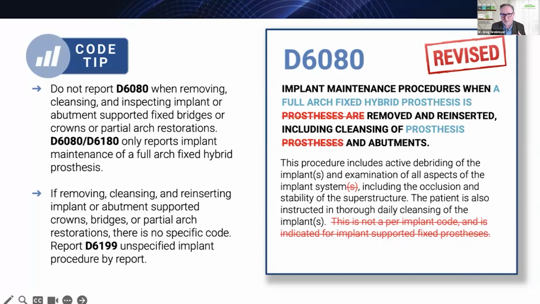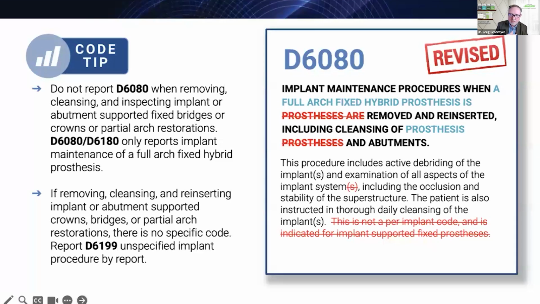The way that it was originally written, they were just saying when a prosthesis is removed and reinserted. And so the way that that was interpreted before, there were people that were taking single crowns off, cleaning them and putting them back and calling that implant maintenance. That's not the case. That's not a proper use of those codes. 6080 is specifically to a full arch fixed hybrid, also known as all on X. So all on 4, all on 6 type prosthesis. And it is when it is removed and reinserted, including the cleansing of the prosthesis and the abutments.